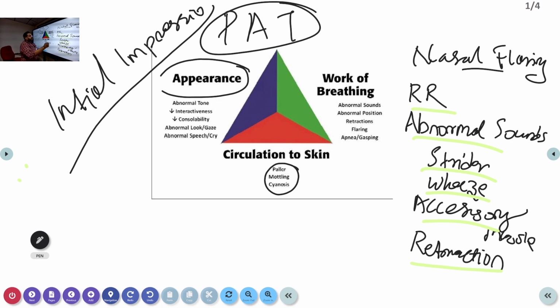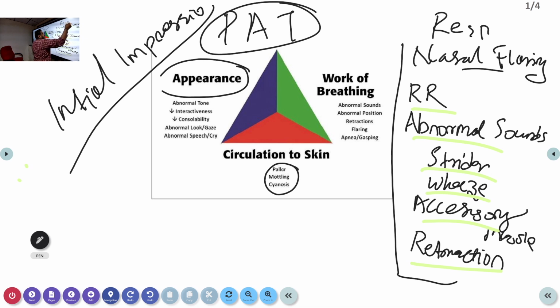Understood? If the child has any problem in these things, we are going to deal with the patient with a respiratory issue. Suppose there is a problem with the circulation, we are going to deal with the child with circulatory problems, some hypotension, dehydration, whatever we don't know.